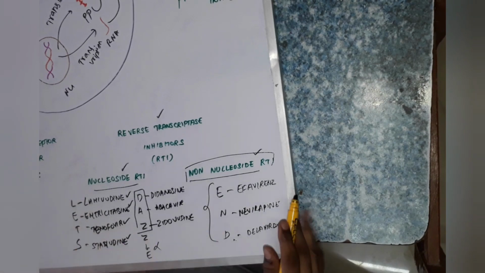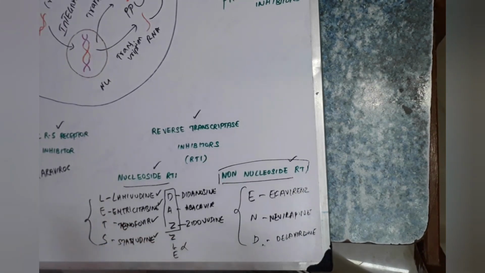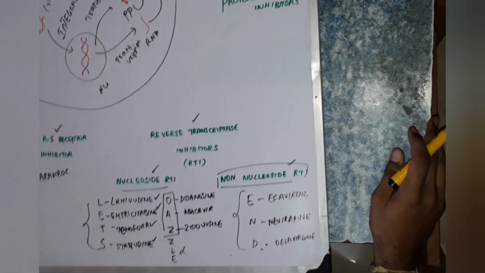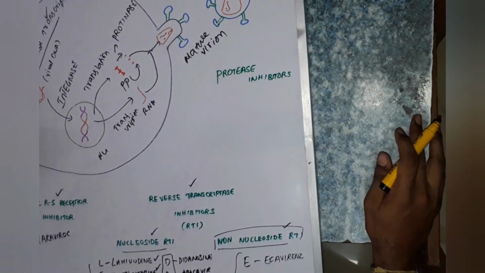So this is your non-nucleoside reverse transcriptase inhibitors and this is your nucleoside reverse transcriptase inhibitors. This is very important. So let's dazzle, and non-nucleoside is END: efavirenz, nevirapine and delavirdine. Okay, now I left it here.